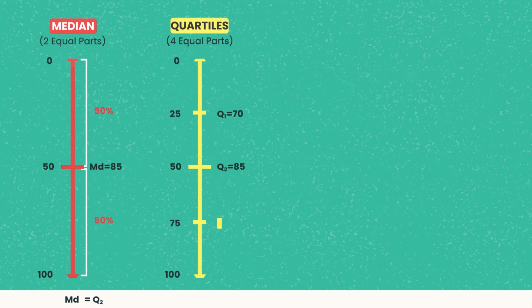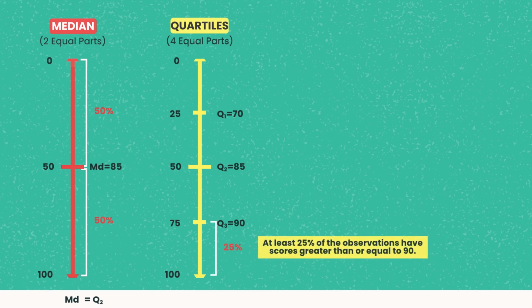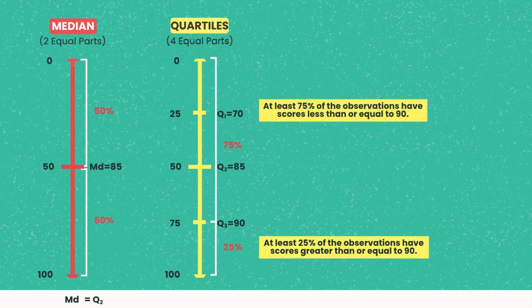Now, let's look at the third quartile. Suppose that we get a value of 90 for the third quartile. What is its interpretation? We say that at least 25% of the observations have scores greater than or equal to 90. Or we can also interpret the complement and say that at least 75% of the observations have scores less than or equal to 90.